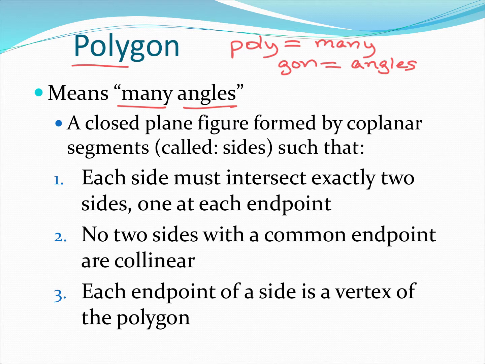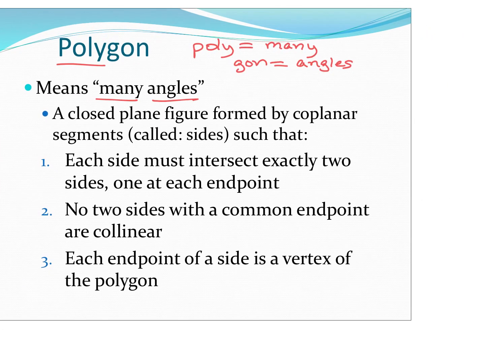Now, each side must intersect exactly two sides, one at each endpoint. So for example, if I make a side or a segment, it then has to intersect the other two sides at exactly one endpoint. The smallest polygon that I can create is a triangle because again, it has to be a closed figure. No two sides with a common endpoint could be collinear.